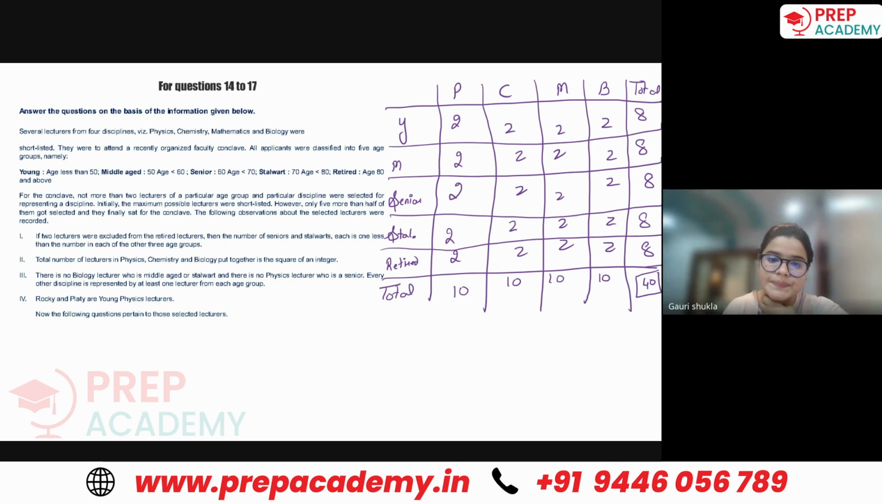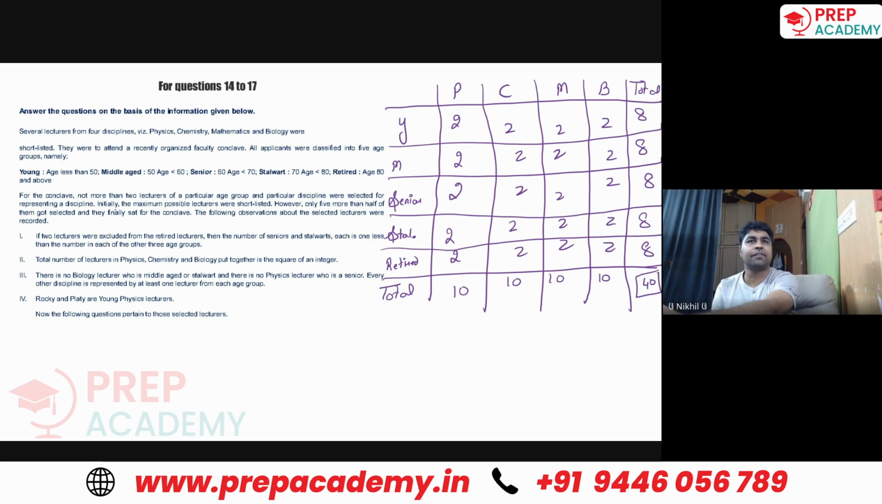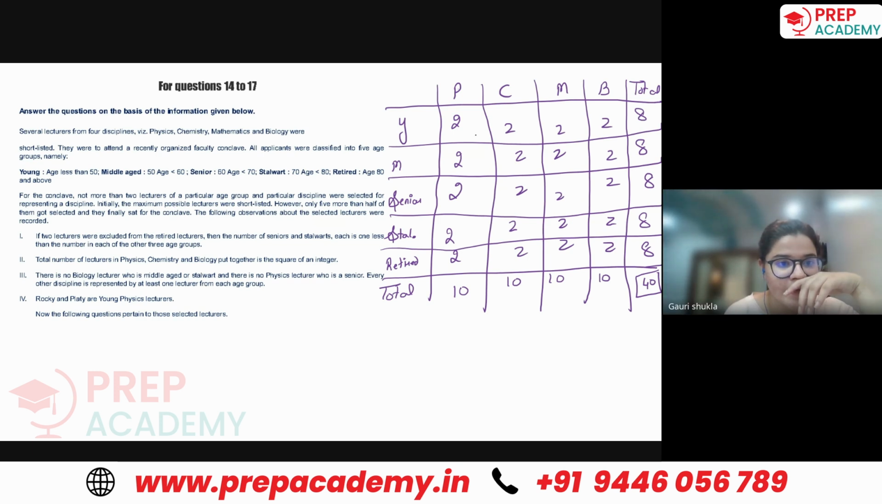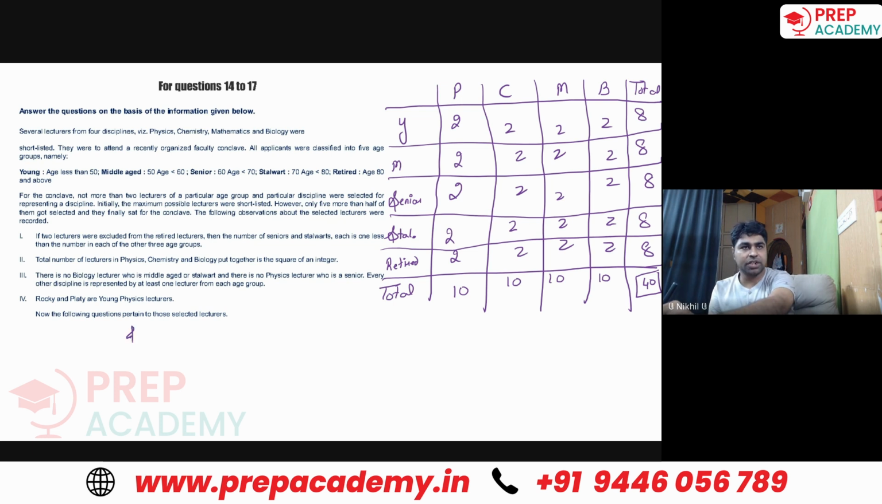And we are using this data, I'm explaining it to you in this particular fashion because of the next line. This says initially the maximum possible lecturers were shortlisted. So initially, what was done? We selected 40 people. Is it clear? Yes, sir. So the initial selection was of 40 individuals.